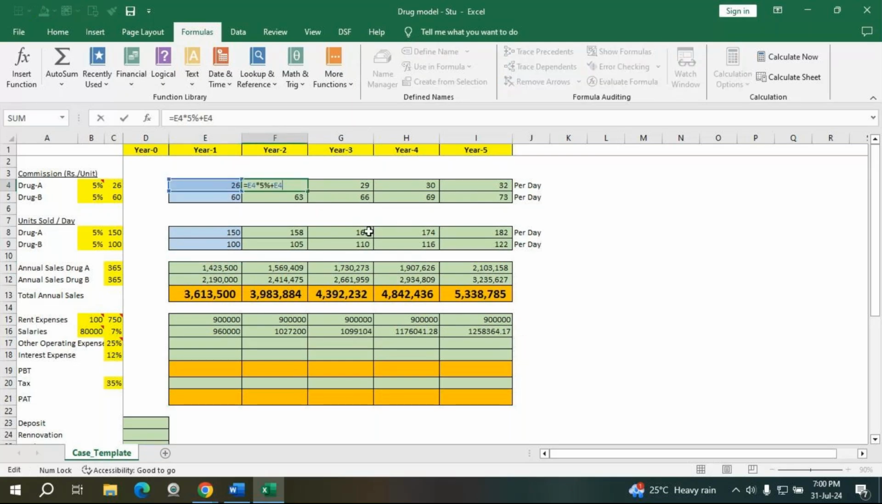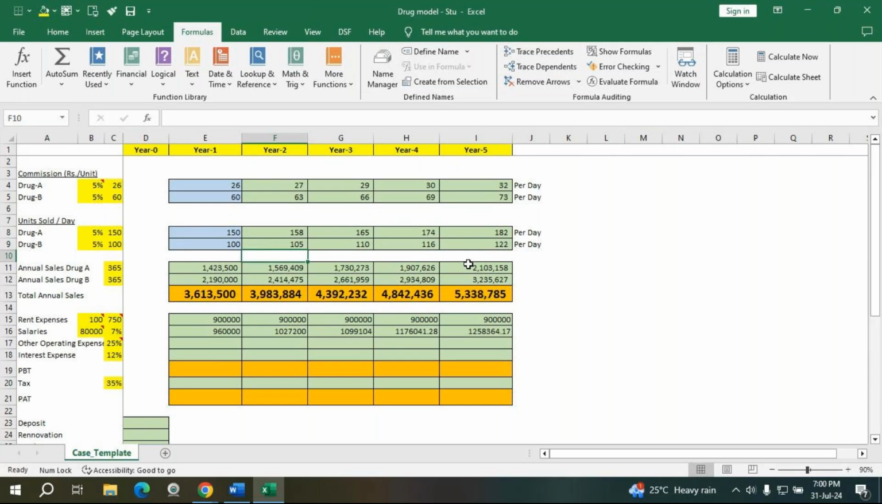So there is an increment. As they are telling, there is a 5% increment year on year. So previous year value into 5% plus the previous year value, then I'm going to drag. Here also they are telling 5% increase in the commission. So previous year value into 5% plus previous year value, I have to drag. Here also there is a 5% increase, so 150, and 5% increase is there from the first year. So previous year value into 5% plus previous year value, I'm going to drag. The same way for drug B also, 5% increase is there. Now check it, do the correction and check. Okay, ma'am. Thank you, ma'am.